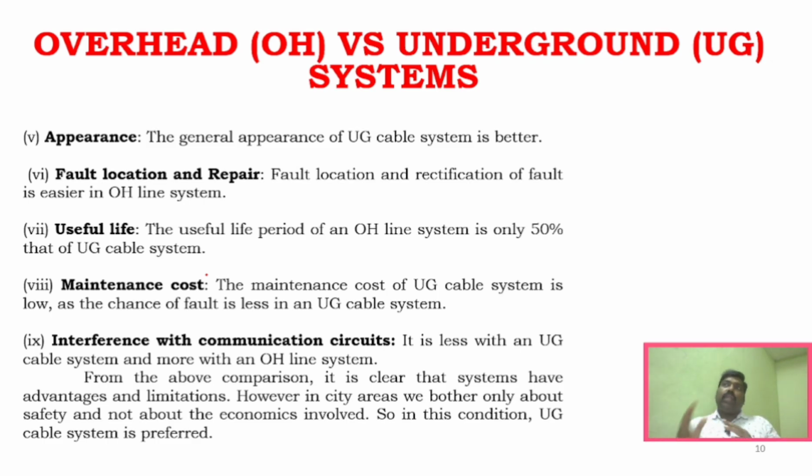So you have both advantages and disadvantages in both the systems, underground as well as overhead systems. But within the city limit, economics doesn't play a very vital role, where safety is very, very important. So inside cities, inside the distribution system, in fact from the secondary transmission system, we start using the underground cables, right?